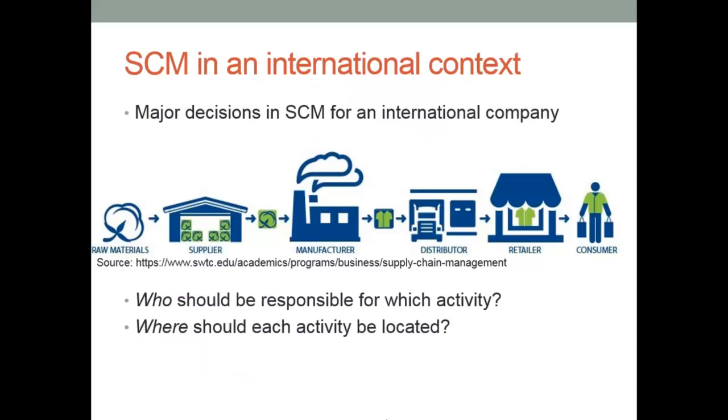When we take supply chain management to an international level, there are 2 major considerations to be made. One is who should be responsible for which activity. In other words, which activities should I perform in-house, and which activities should be outsourced to independent companies. This decision is usually based on evaluation of who has more competence in performing a specific function and at what cost. And the second important decision is where each activity should be located.